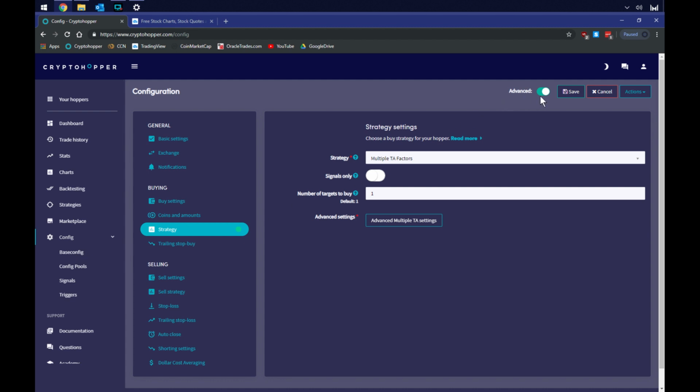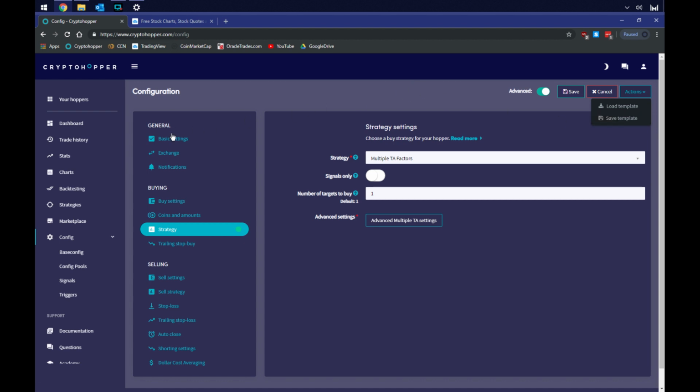Make sure you have the advanced slider enabled. All of these settings can also be saved as a template by choosing this option here. This allows you to play around with different configuration settings for your hopper while retaining previous versions. For this tutorial, we'll be using a so-called paper trader, which is simplified and allows you to set up the hopper without the actual connectivity to the exchange.